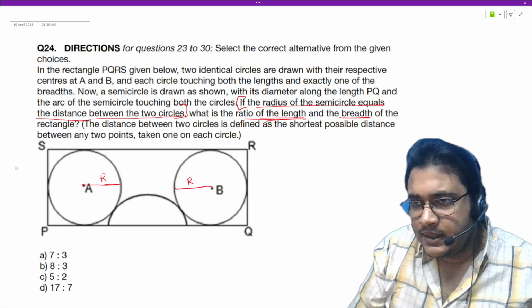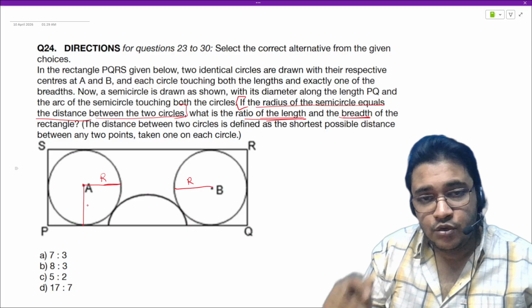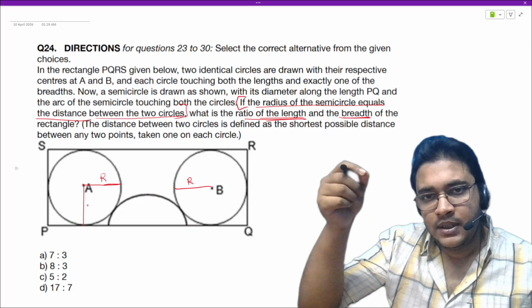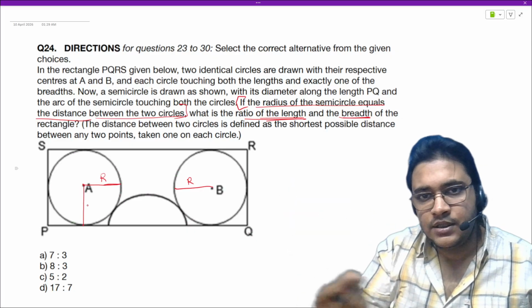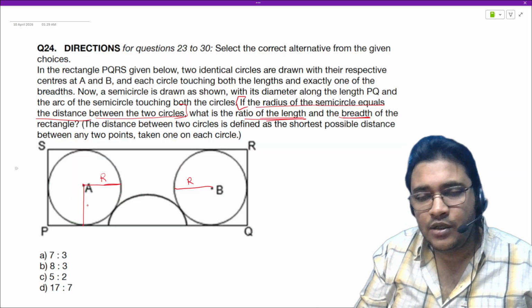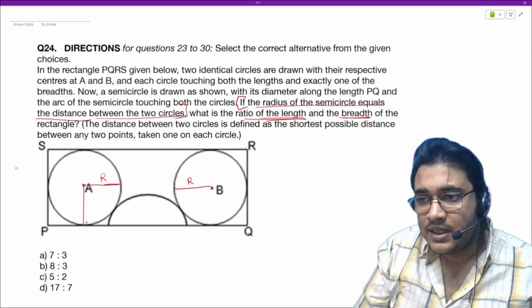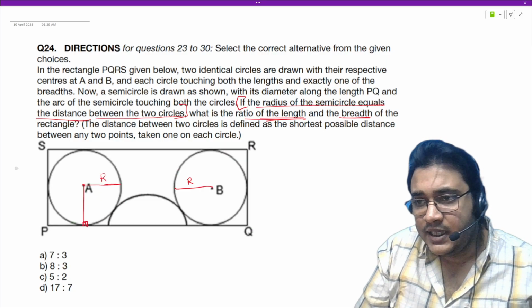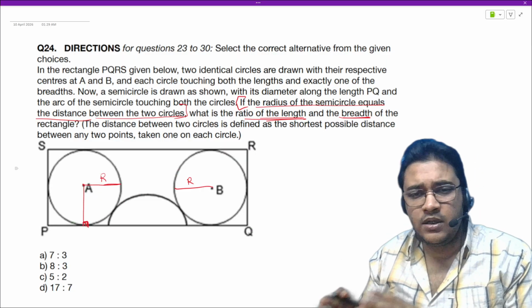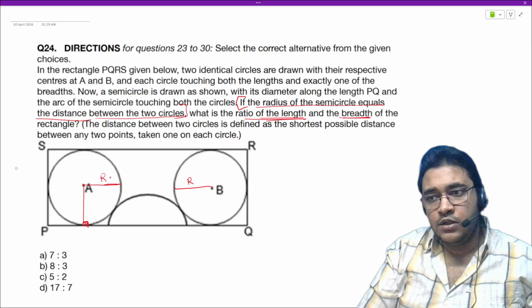Then if I drop this line, you should know that a radius drawn to the tangent of a circle is always perpendicular. PQ is a tangent to the identical circles, right? So this will always be 90 degrees. The radius will always drop a perpendicular on the tangent. So far so good.